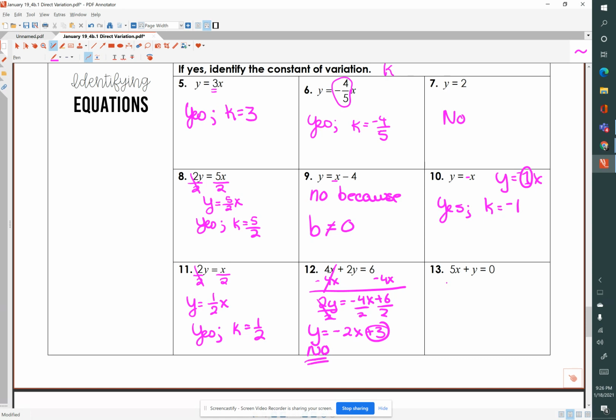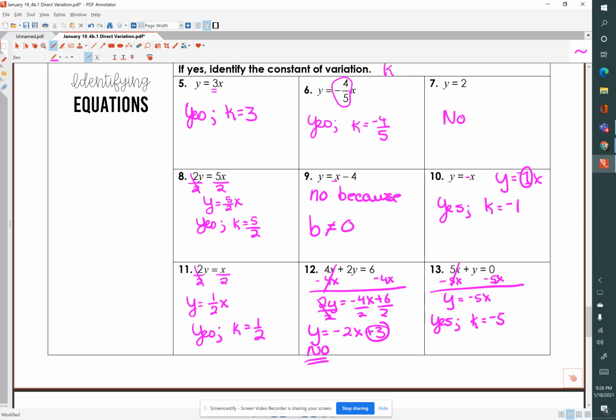And in the last one, let's isolate y. So we'll subtract 5x from both sides, which will give us y equals negative 5x plus 0. We don't even have to write that. We know that this is a direct variation equation, and our k equals negative 5.